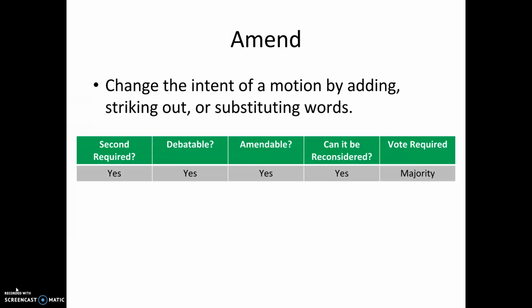Amend. This is basically just a fancy word for changing a motion, or changing the intent of a motion, and you can do that in 3 ways. One is adding words, one is striking out or removing words, or you can substitute words. It does require a second. It is debatable. It is amendable. It can be reconsidered, and a simple majority vote is required.